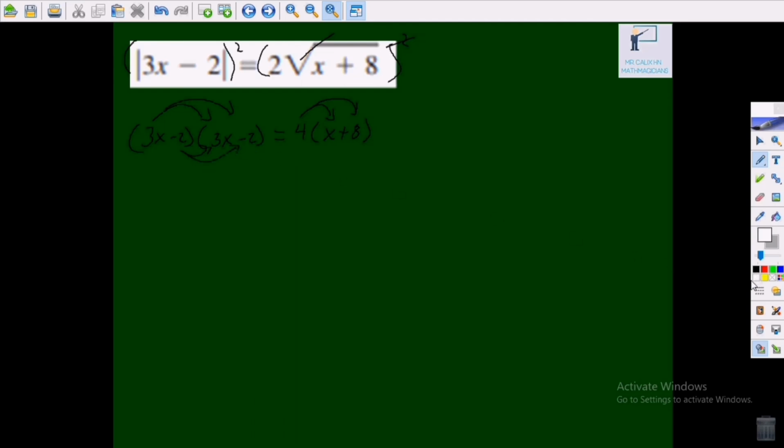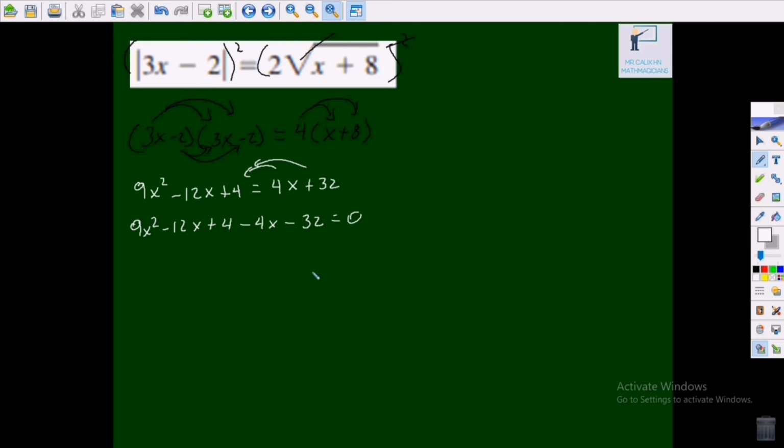I'll change the color, we'll have 3x minus 2 times 3x minus 2 is 9x squared minus 12x plus 4. Already solved. And this is 4x plus 32. The next step is move the 4x and the 32 to this side. 9x squared minus 12x plus 4 minus 4x. Remember that we discussed this already. Minus 32, that we changed their signs. And everything is equal to 0.